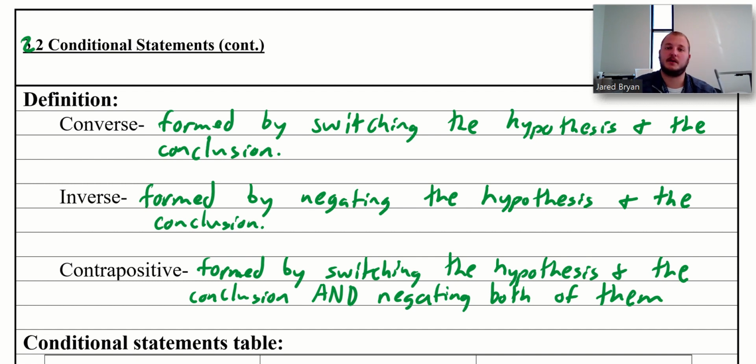So our original statement was, if I eat healthy, then I will feel better. Okay, the contrapositive, doing all of that, will be, if I don't feel better, then I will not eat healthy. So I'm switching them and negating them at the same time. Okay, so we're going to make this table, because this is a little bit more confusing. We're going to make this table to make sure we have a place where we can see, here's what the conditional is, here's what the converse is, so on and so forth, and have an example for each.